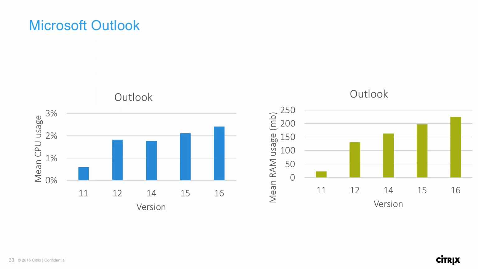Next, Outlook. So you can see, again, Outlook version 11, which was in 2007, was really efficient with respect to CPU and RAM. But when you look at it compared to 15 and 16, if you're going from that version up to one of these newer versions, that's going to have a significant impact on your scalability for both virtual apps and virtual desktops.